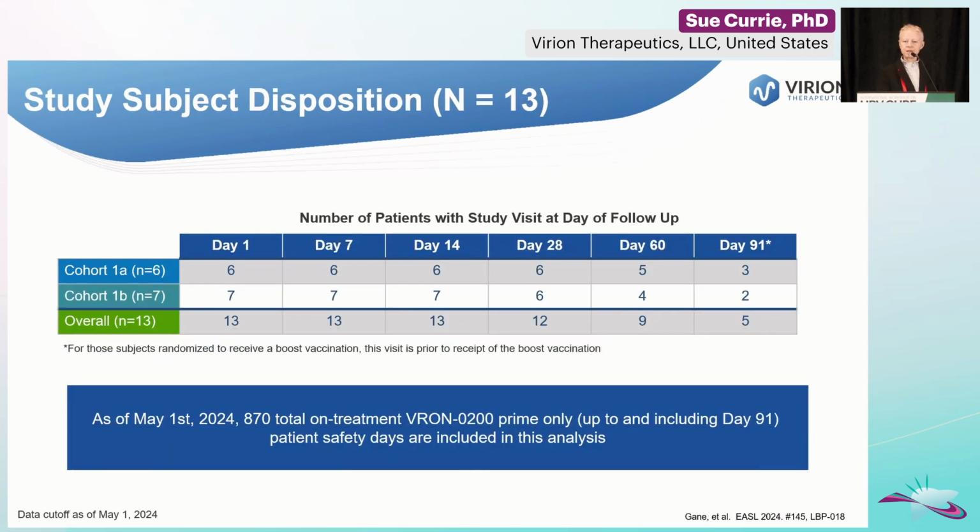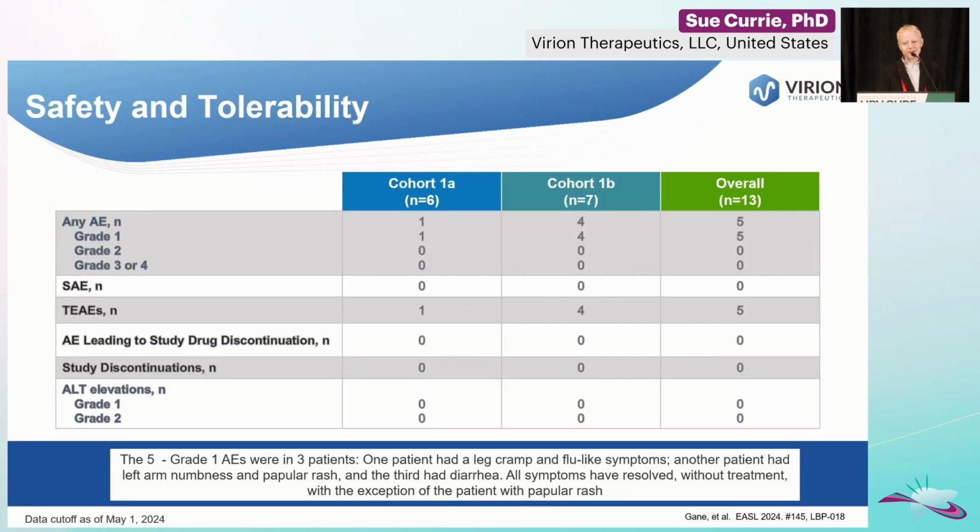This is again from EASL, the subject disposition of 13. So again, we've got good follow-up on this group. And what I can tell you, a sneak peek, is that we've got just under 1,000 treatment days for patient safety days here. What we'll be presenting on Monday is close to 5,000 patient days now and an N of 25. So stay tuned. Again, I'm just getting you excited about it.